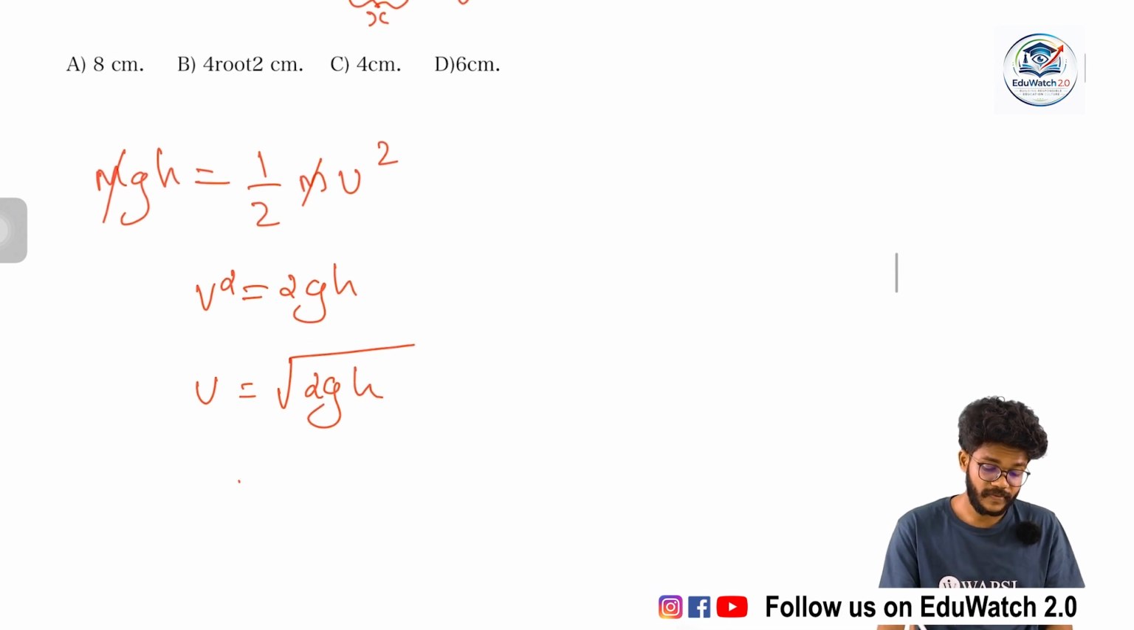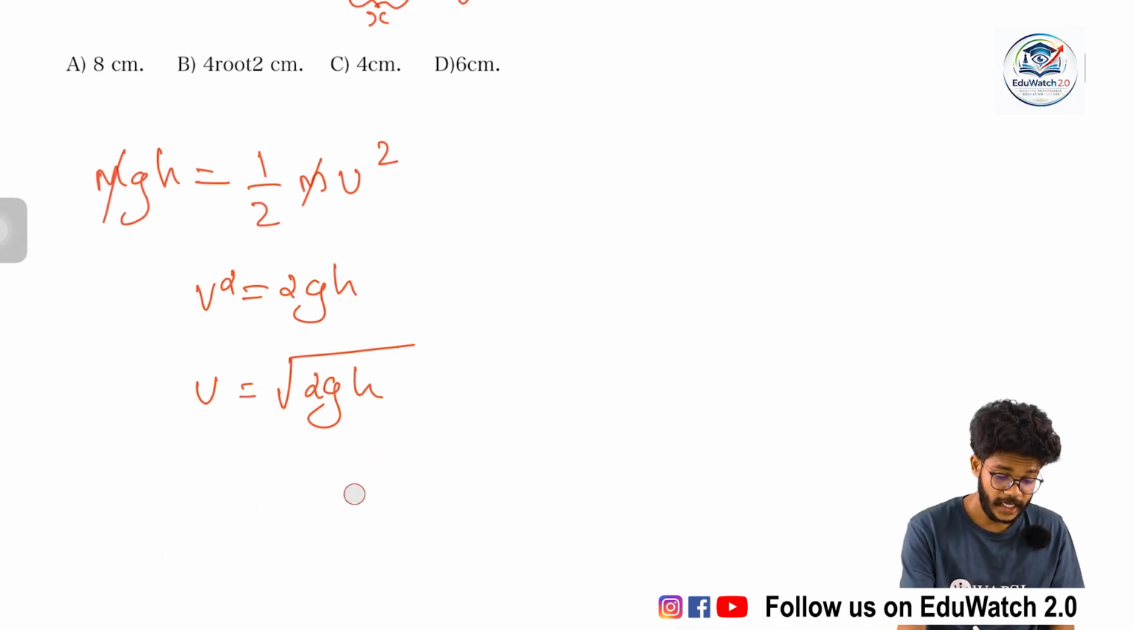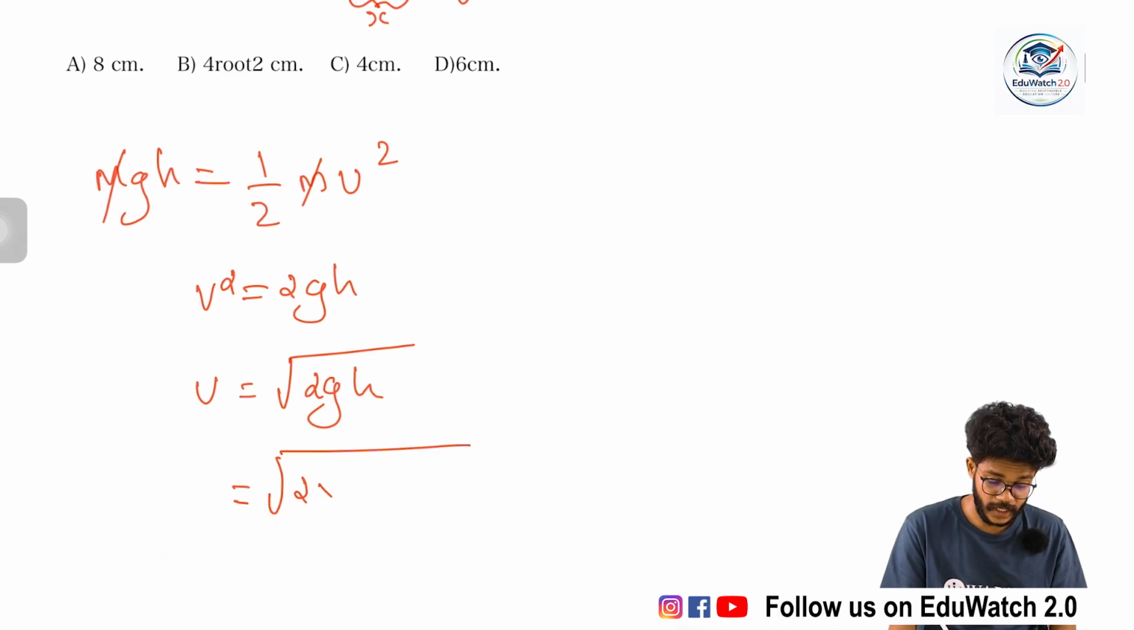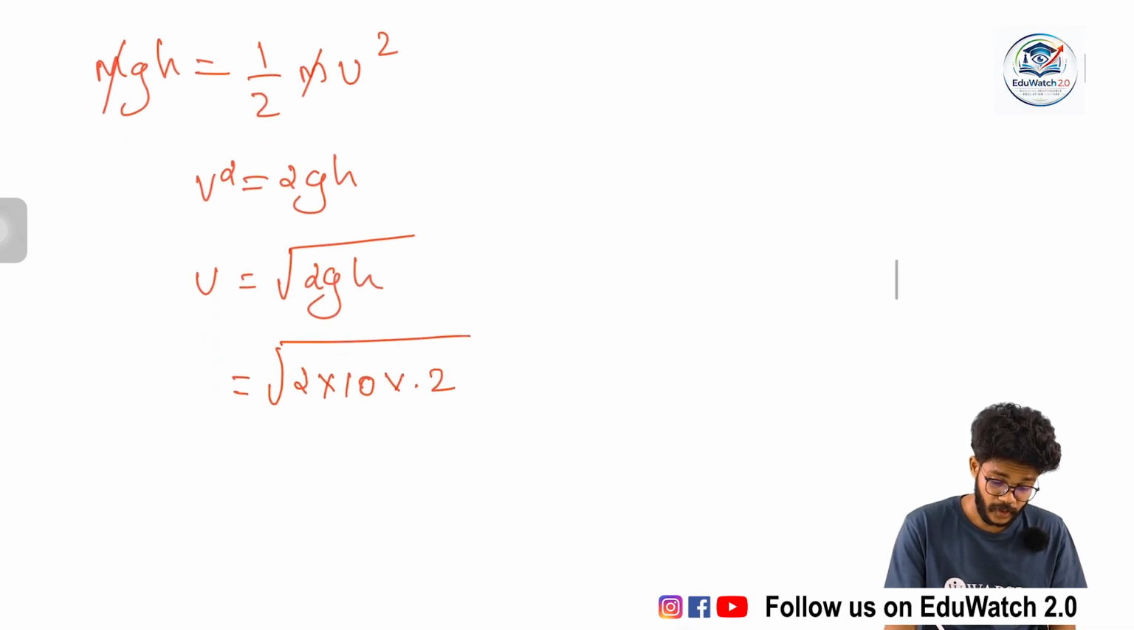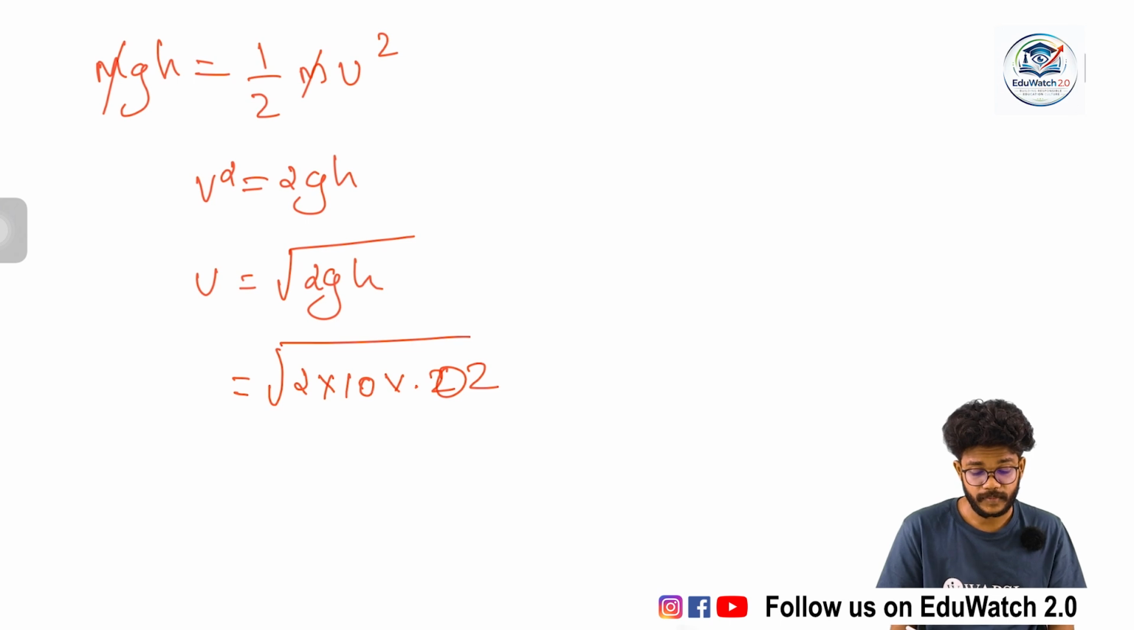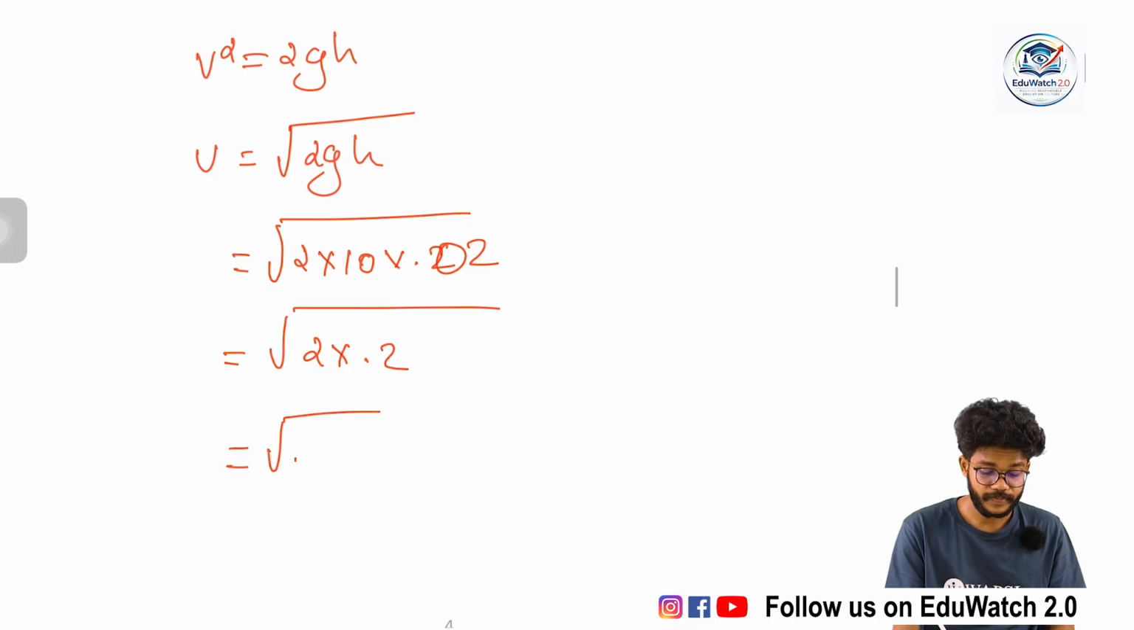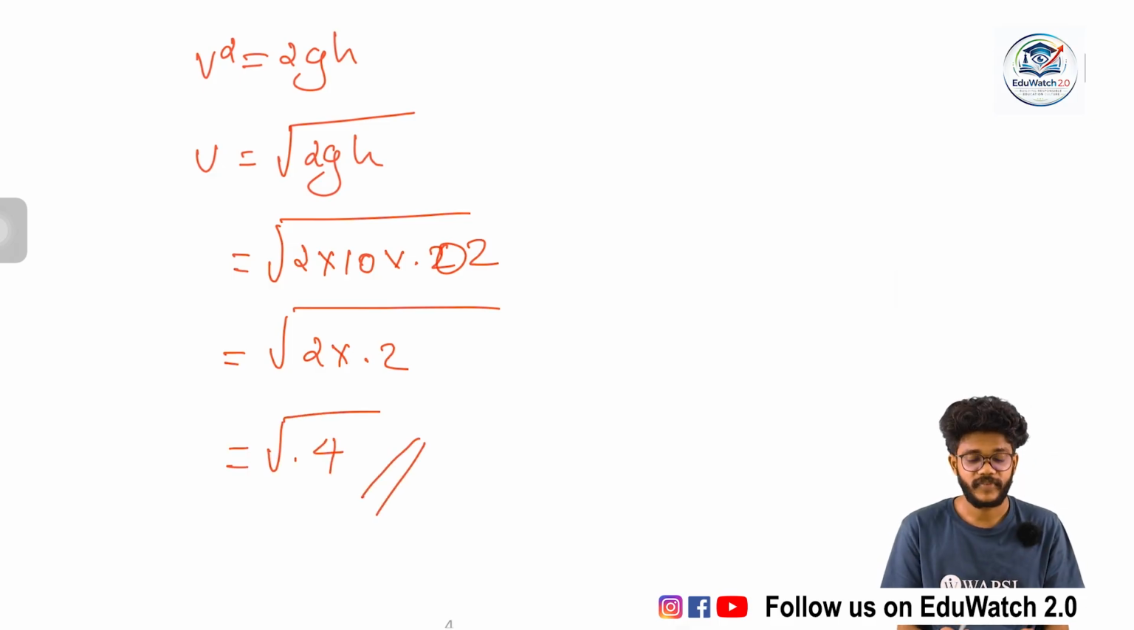Substituting the values, we get 10 as g, so 20h, and h is 0.02. So 10 into 0.02 is 0.2, and 2 into 0.2 is 0.4. So root of 0.4 is the answer. I will explain again: root of 2 into 10 into 0.02. 0.02 into 10 is 0.2, so root of 2 into 0.2, which is equal to root of 0.4. So velocity is equal to root of 0.4.